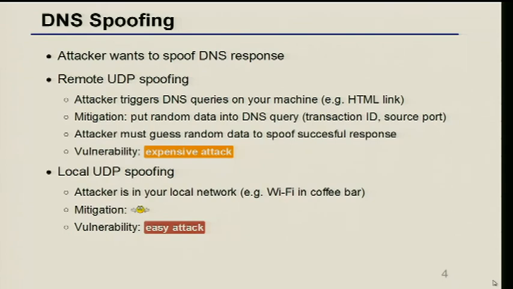So the random data will be in the transaction ID and in the source port. So it will be about 31, 32 bits of random data, and the attacker has to guess this data, and if he guesses correctly, the spoofing may succeed. If he doesn't guess it, well, then he has to try again. And this is a very expensive attack, because you need a lot of bandwidth to actually succeed with such an attack.